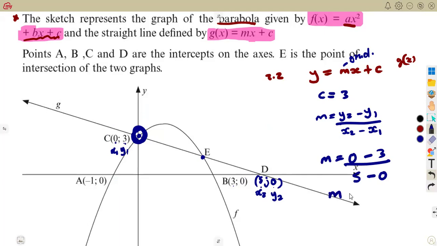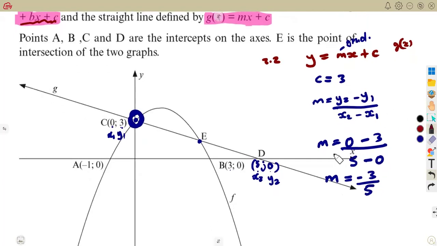That gives us the value of m, the gradient, which is negative 3 over 5. With the format that we have, we can write the equation of the linear function. Therefore, y is equal to mx, with m being minus 3 over 5, so that is minus 3 over 5 x plus c. What is the c? The y-intercept.